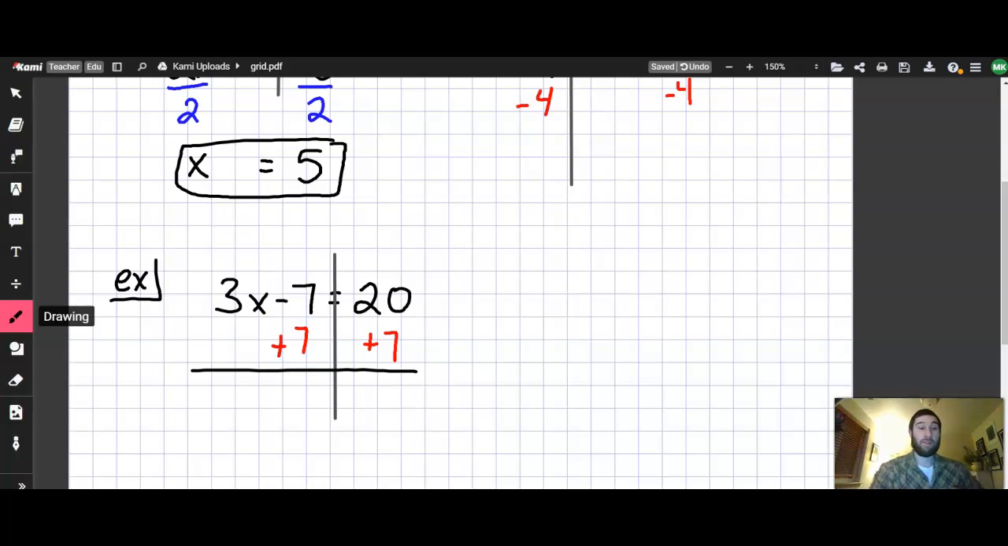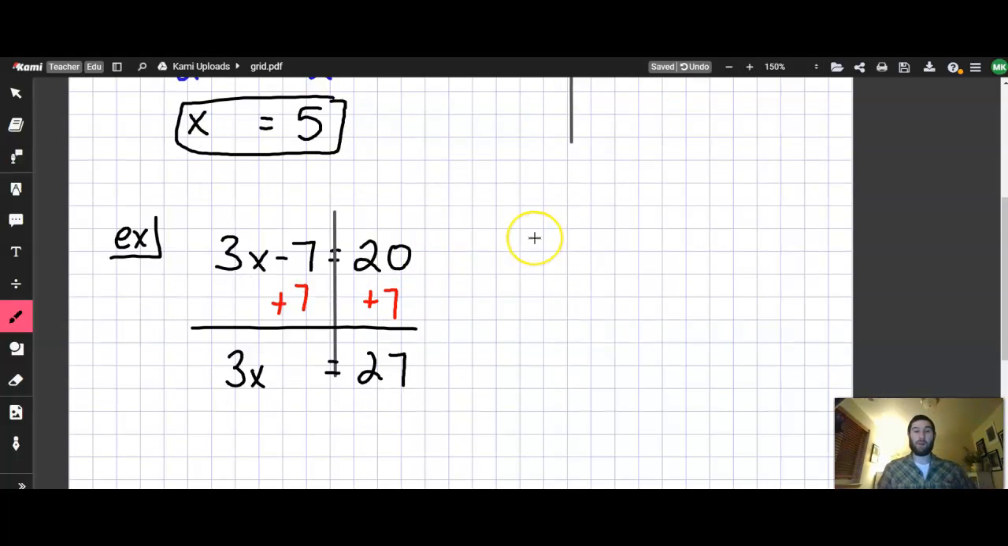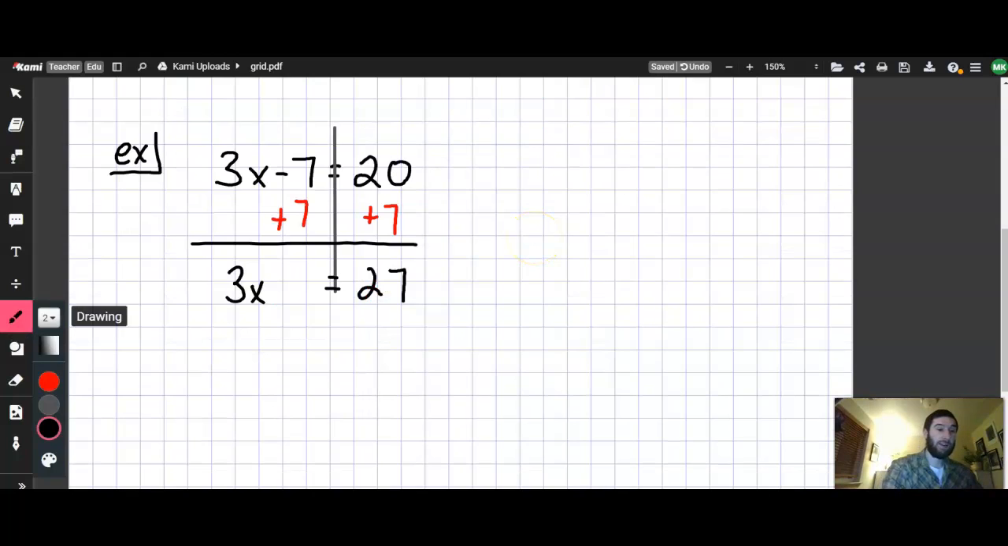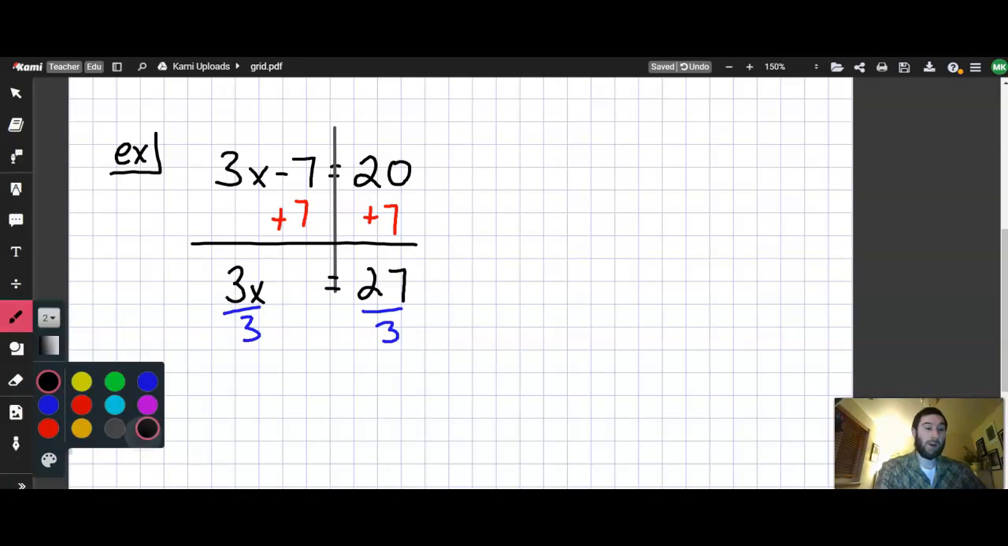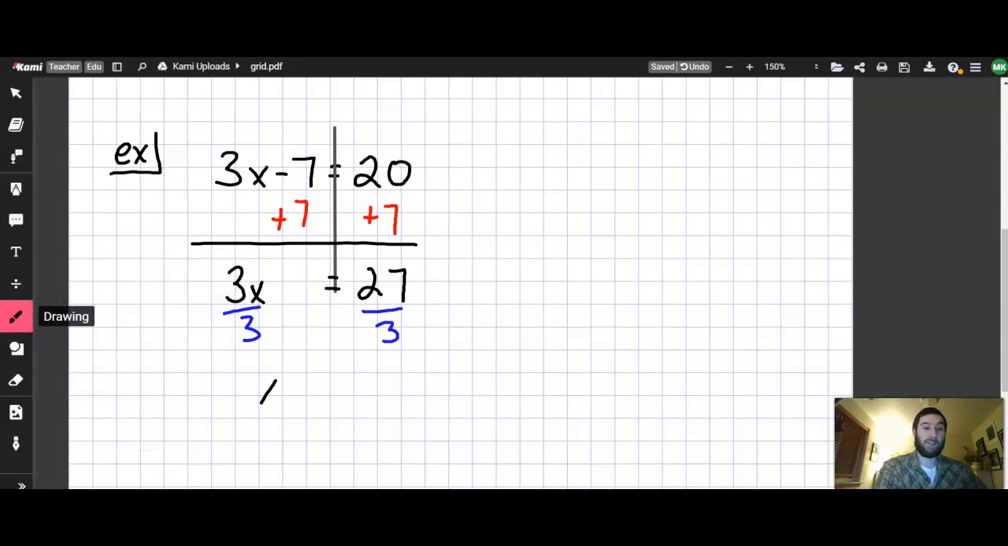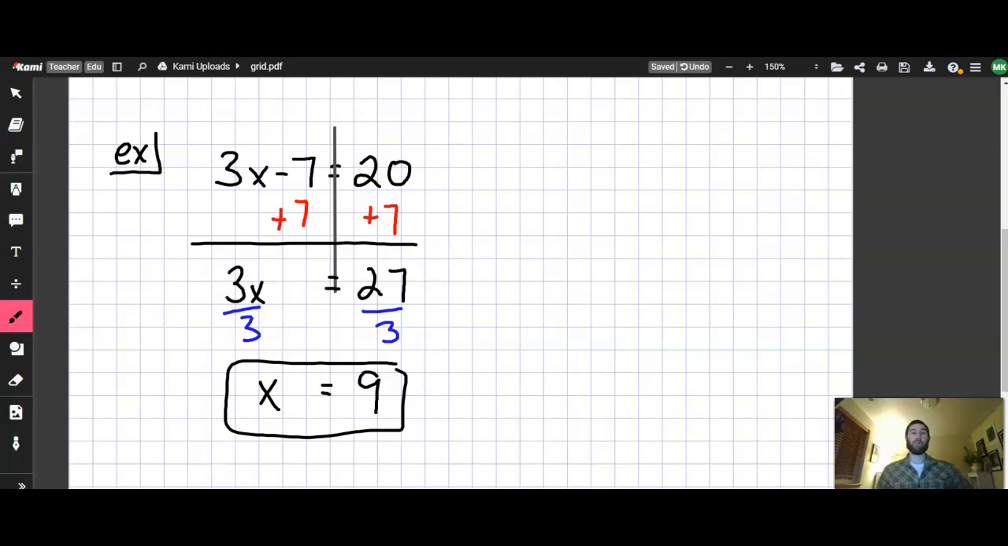That leaves us with 3x equal to 27. And so then the last step here is to get x by itself. And we'll get that by undoing our multiplication, dividing by 3. Calculator geniuses, you'll be able to work out the next step here. 27 divided by 3 is 9. And that's how we're able to get to our final answer there.